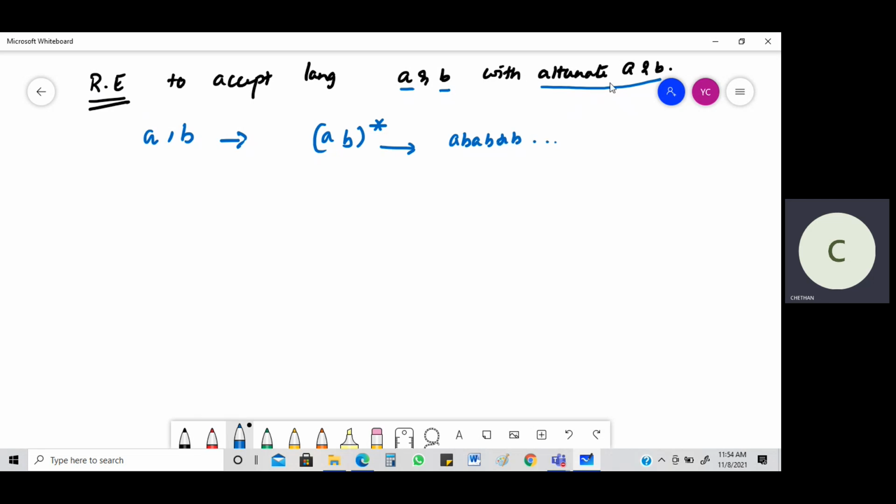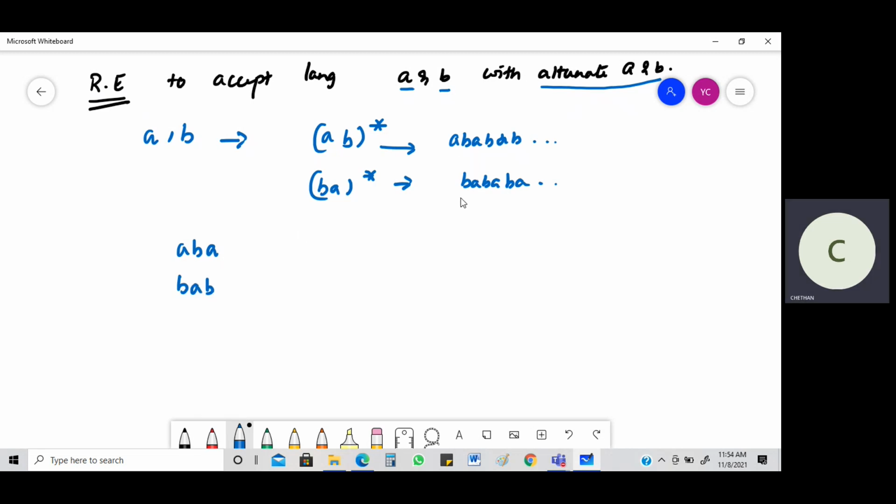But they're saying alternate a and b. So can it be ba also? Correct. This is also right. So what is the meaning of this? This is nothing but ba, ba, ba, like this. But what if I want to have something like a, b, a? Or what if I want to have b, a, b?